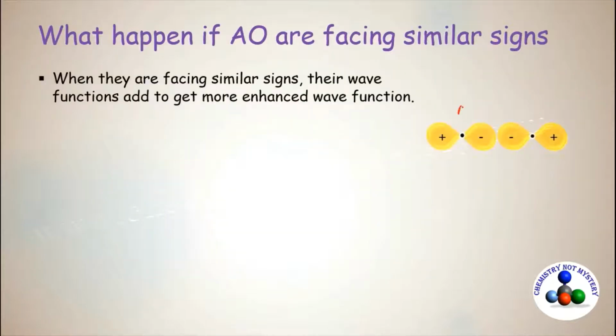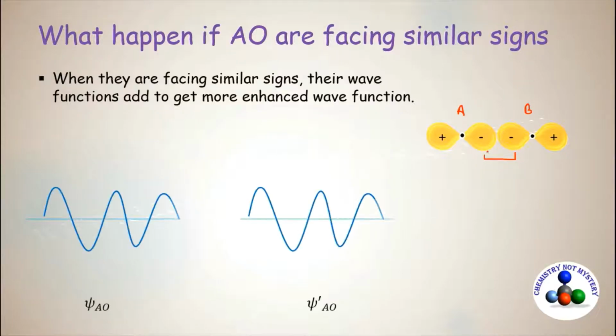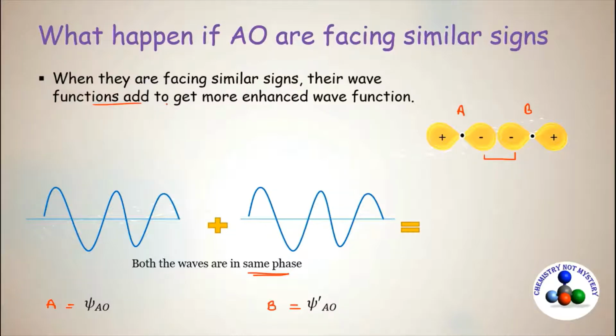For example, this is atom A and this is atom B, and these are the atomic orbitals. They both are facing similar signs to each other. As we just have discussed, orbital can also be expressed as a wave function. So if I consider psi AO as the wave function for atom A and psi dash AO as the wave function of the atomic orbital of atom B. If you observe both the waves, they both are in the same phase because they both are identical to each other. If both the waves are in same phase, their wave functions add to get a more enhanced wave function.